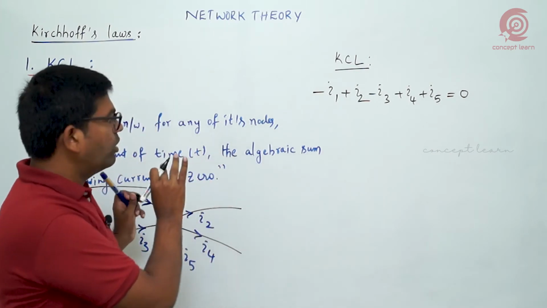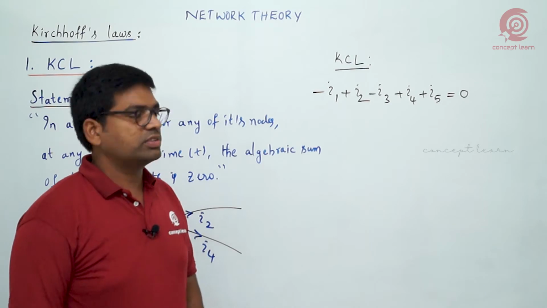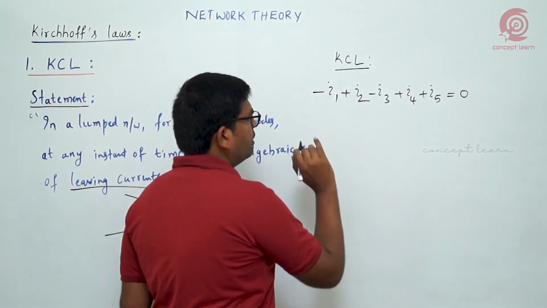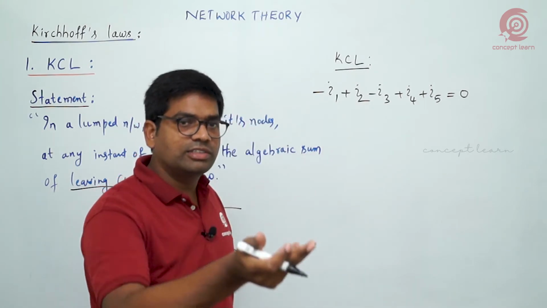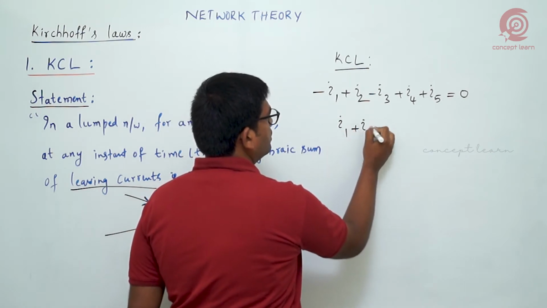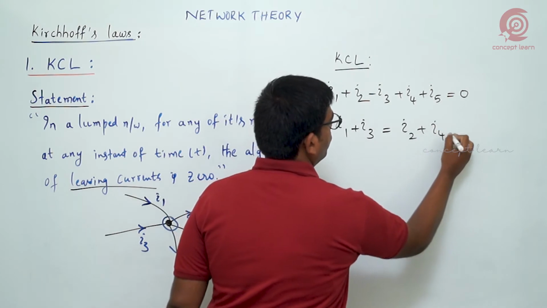Same thing: the algebraic sum of leaving currents is 0, so incoming must be the opposite of that. That is the reason why we selected this notation. You can even write incoming currents on one side and outgoing currents on the other side. Then we have I1 plus I3 which is equal to I2 plus I4 plus I5.